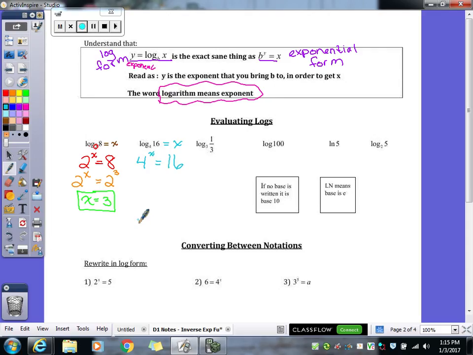So again, we have to change our 16. That's equal to what? 16 is 4 squared. So now I have the same base. They're both 4s. So x equals 2.